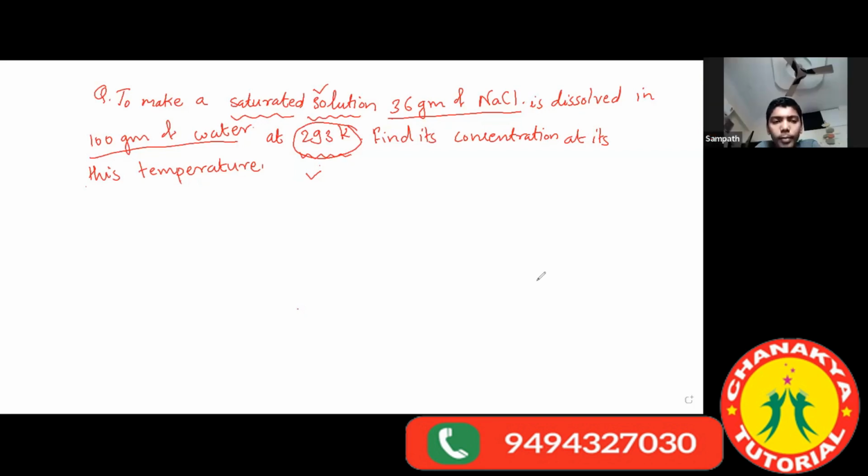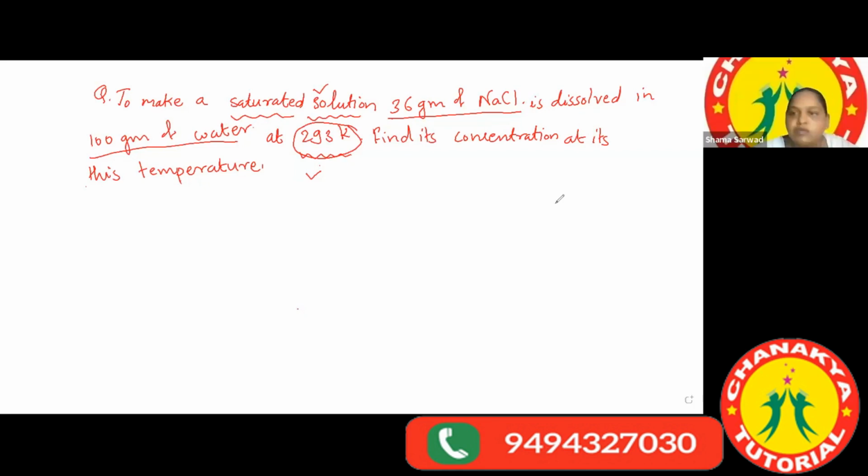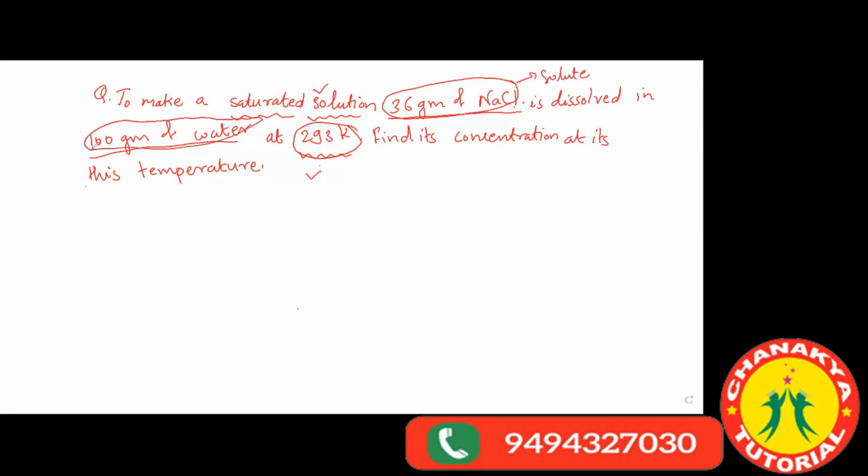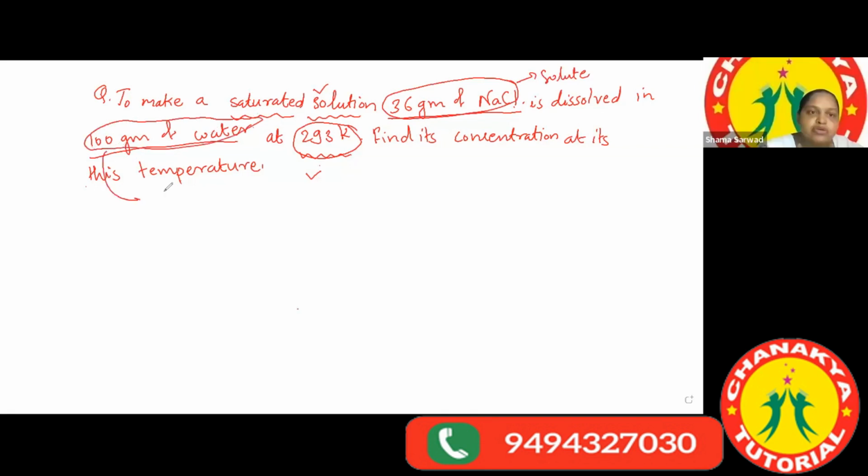Ma'am, the solute is sodium chloride and the solvent is water. Yeah. What is the reason behind it? Because 36 gram of NaCl is given and 100 gram of water is given, right? So the less quantity is 36 gram and hence it would be the solute, isn't it? And 100 gram is water, so it will be the solvent, right? Yes or no?